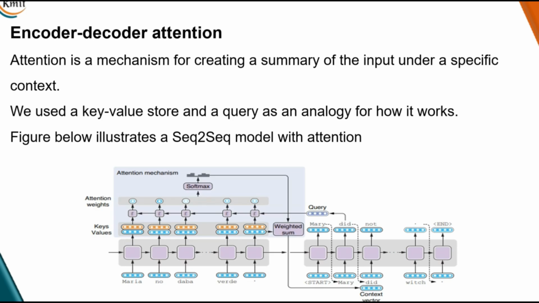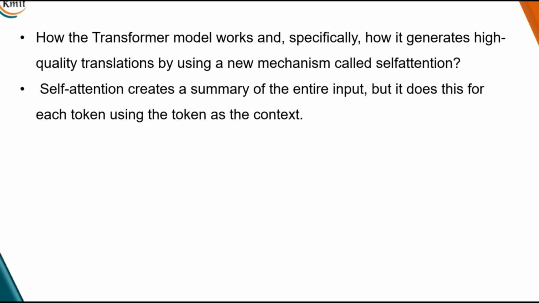In the last sessions we discussed the attention mechanism, which is basically used for creating a summary of the input for a specific context. We have seen how the attention mechanism works by converting the input tokens into key value pairs, and how these key value pairs are compared with an attention function with respect to a query to generate attention weights, which are then converted to weighted sums from which a context dependent summary is generated, as illustrated in the figure here. We have also seen the transformer model, and today we will see how the transformer model works for high quality translation.